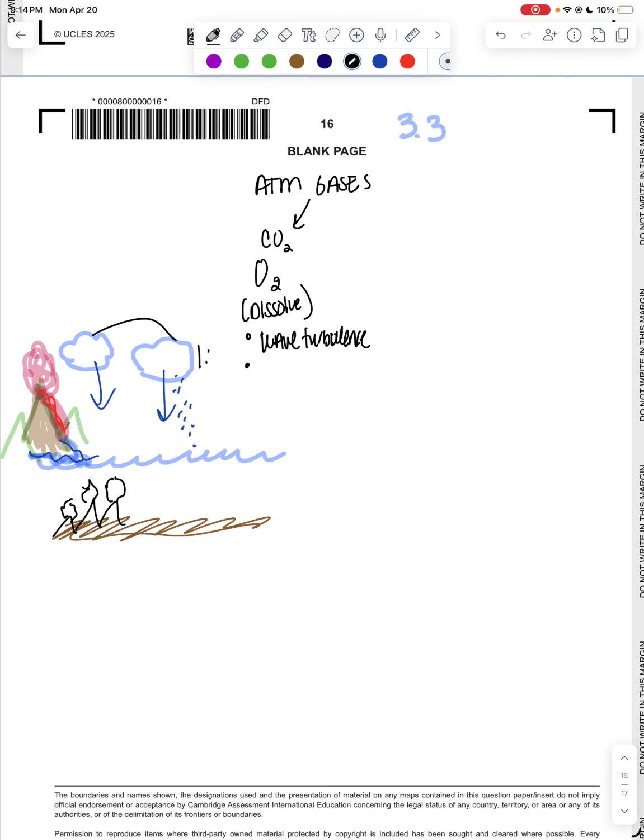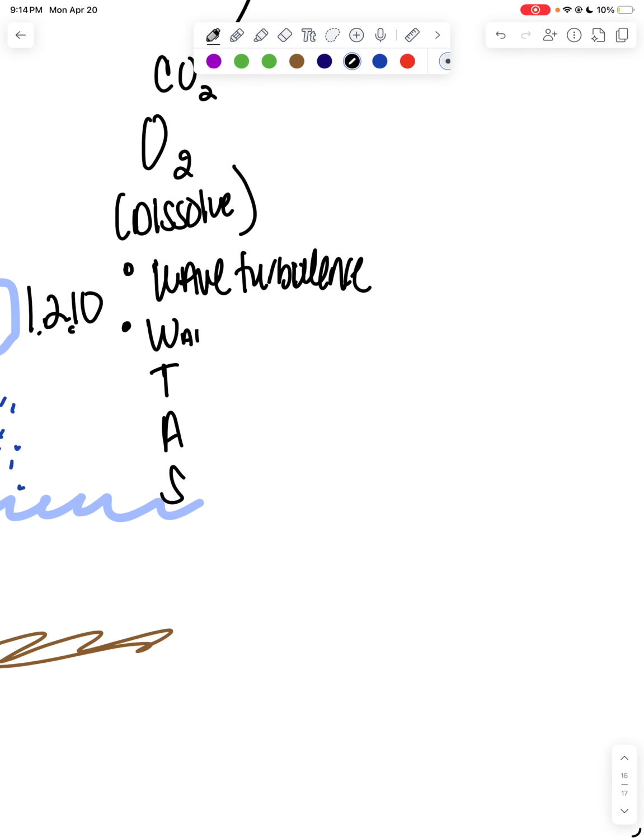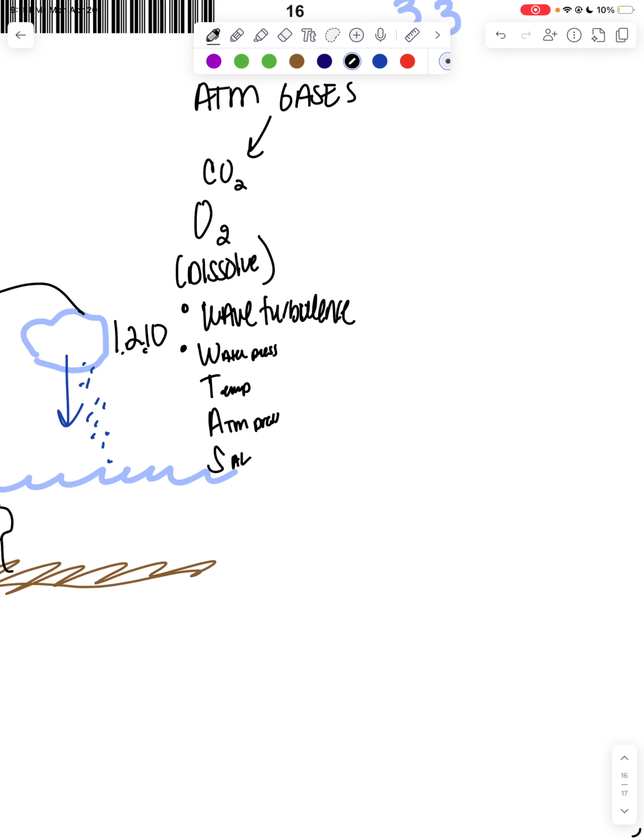This is section 1.2.10. We have weight. That's actually smart. We got water pressure, temp, atmospheric pressure or air pressure, and salinity. Now it doesn't matter. Getting back to the question, it says factors that can change. We can talk about chemicals being able to stay dissolved or not stay dissolved, like stay in the ocean or not stay in the ocean. It really doesn't matter. You just got to have it right.